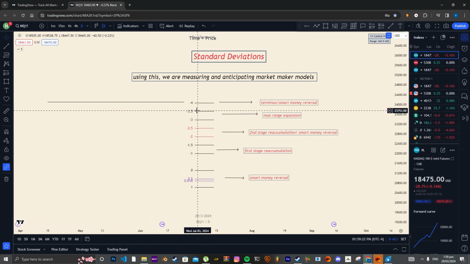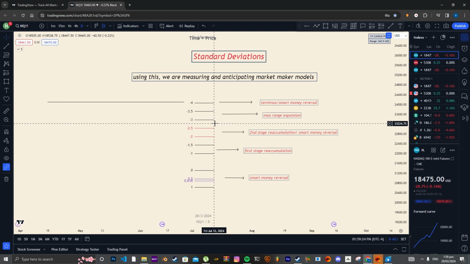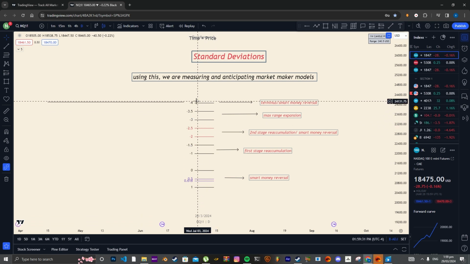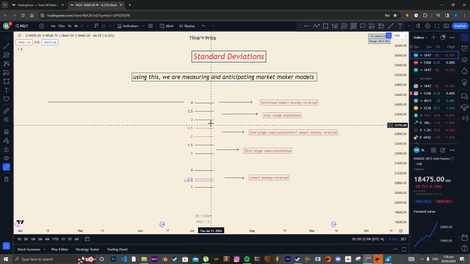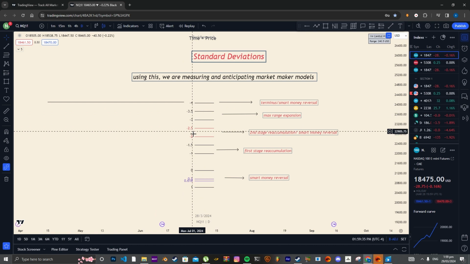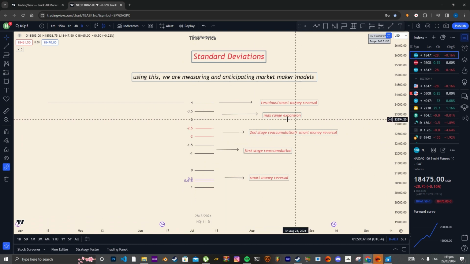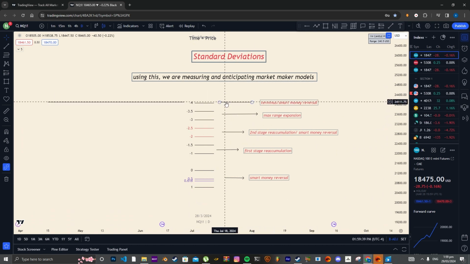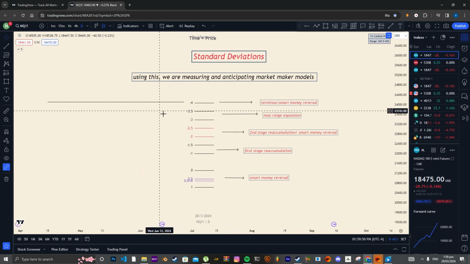Between -3 to -3.5 can be considered our max range expansion. So when price goes to the -3, -3.5, we can expect some kind of retrace maybe. But if price wants to go higher, then this also is likely an area for another reaccumulation or a smart money reversal. And then -4 to -4.5, -5, you can use as your terminus. So if the -4 lines up with a drawn liquidity, that is a likely area that we can see a smart money reversal.